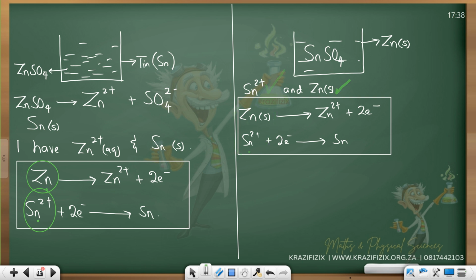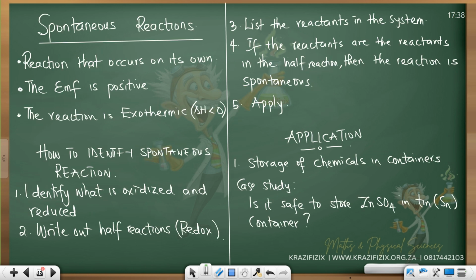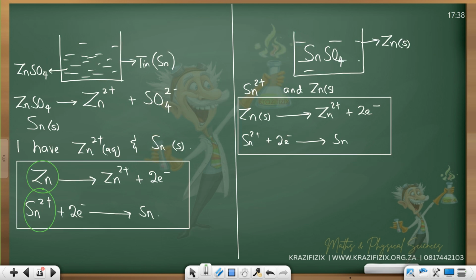Look at this one. You have zinc and Sn2 plus. Do you have them there? No, these are products. That's why I said reactants. Look at point number 4. If the reactants are the... We are saying this will become this.